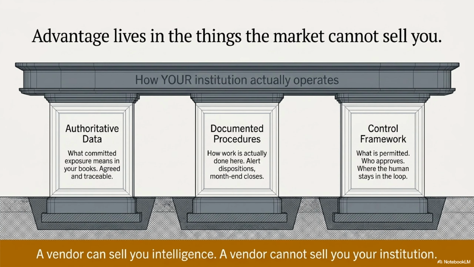So, if not the model, then where does advantage actually live? Advantage lives in the things the market can't sell you. Three of them. First, your authoritative data, what active customer or committed exposure actually means in your books, not in general, in your institution, agreed and traceable. Second, your documented procedures, how the work is actually done here, how an alert gets dispositioned, how the month closes, how an exception is handled. Third, your control framework, what's permitted, who must approve, where a human stays in the loop. A vendor can sell you intelligence. A vendor cannot sell you your institution.